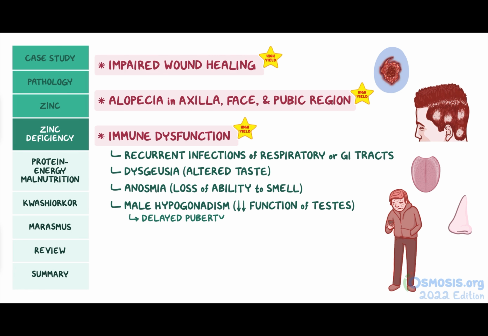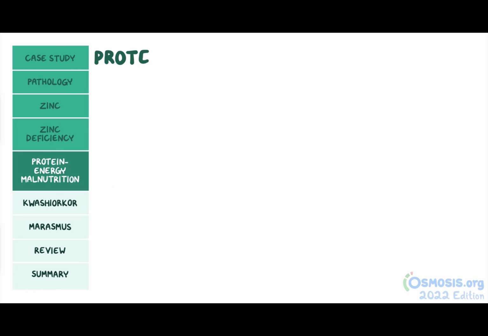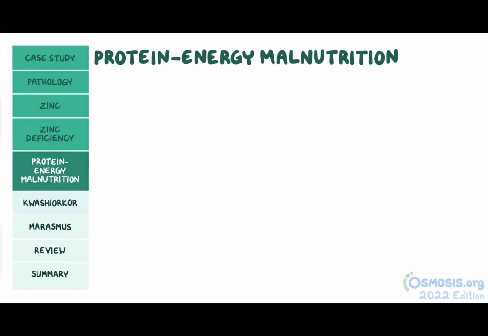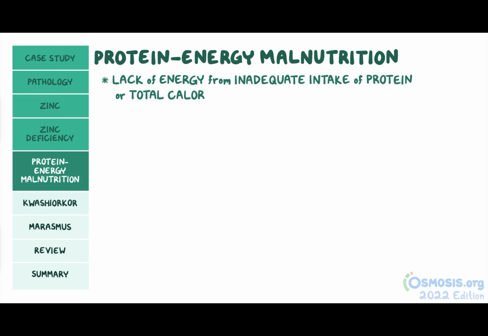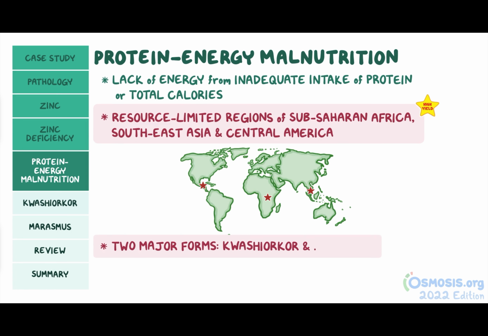Okay, so let's switch our gears and discuss protein energy malnutrition, which is a lack of energy that results from inadequate intake of protein or total calories. Remember that this most commonly occurs in resource-limited regions of sub-Saharan Africa, Southeast Asia, and Central America, and has two major forms, kwashiorkor and marasmus.